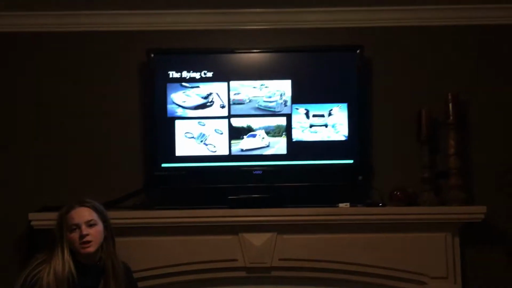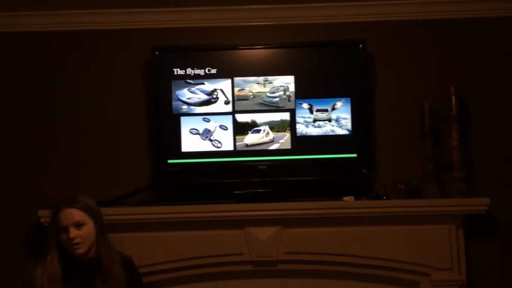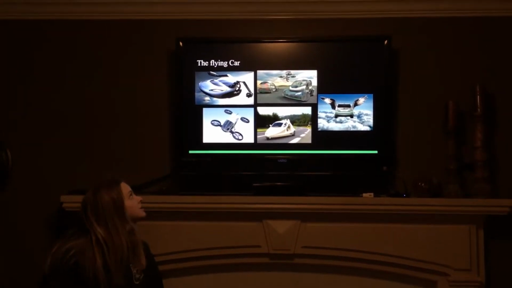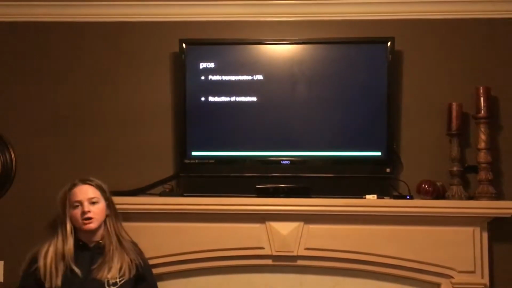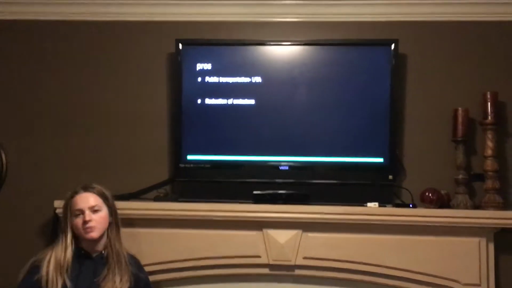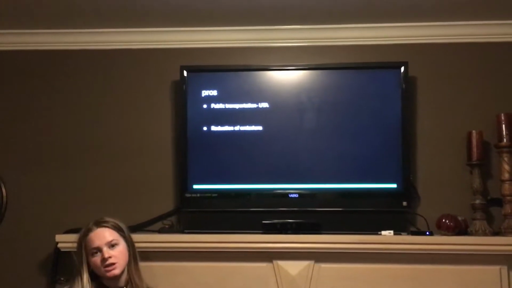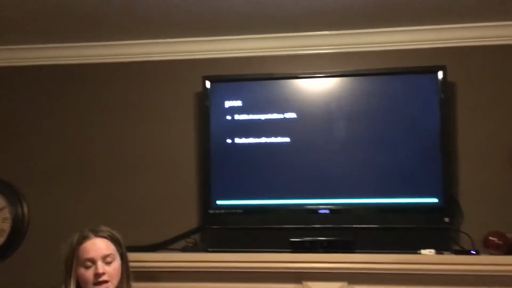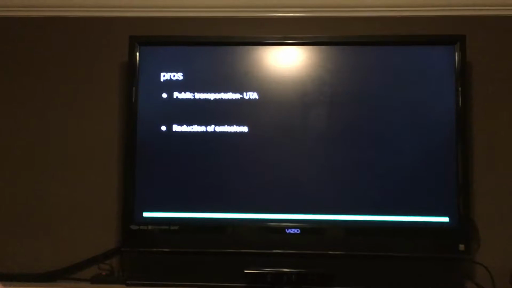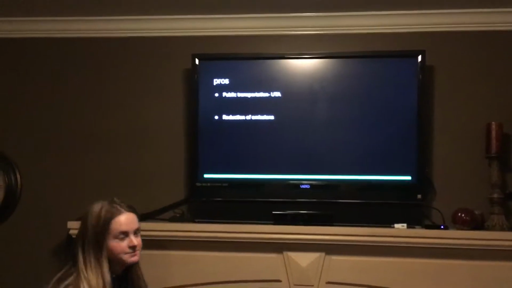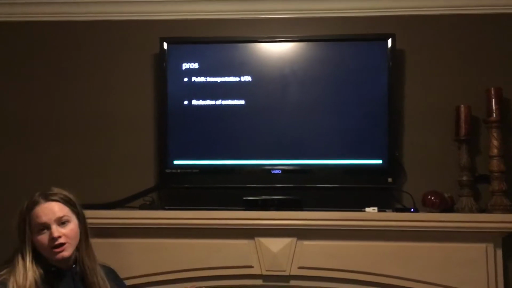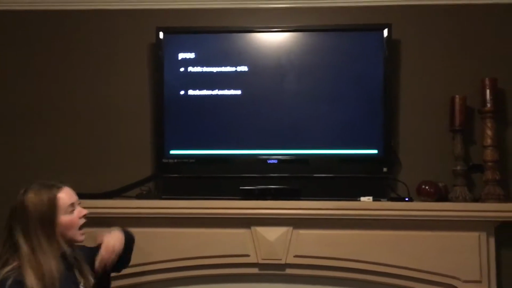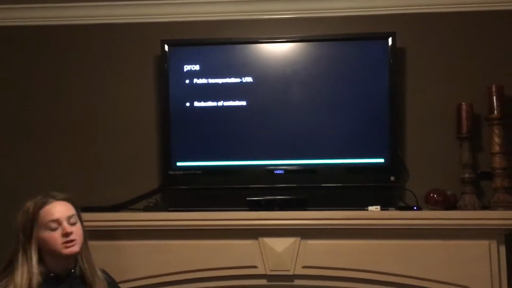For many years, the flying car has become a theorized idea and not a reality. And what I'm trying to talk about today is how to make the flying car a reality. Behind each argument, there are pros and cons, advantages and disadvantages to both sides of an argument. Today, I'm going to be addressing my pros and cons of my argument surrounding the flying car. So first, my pros. I want to address how the flying car could be beneficial to public transportation on a large scale, as well as how it can overall reduce emission rates.